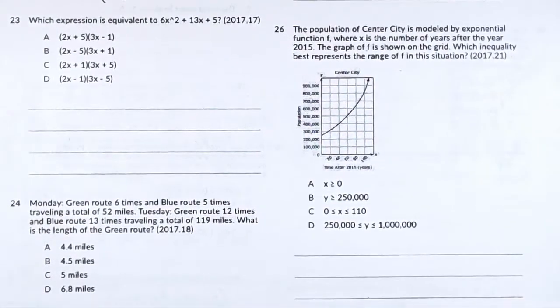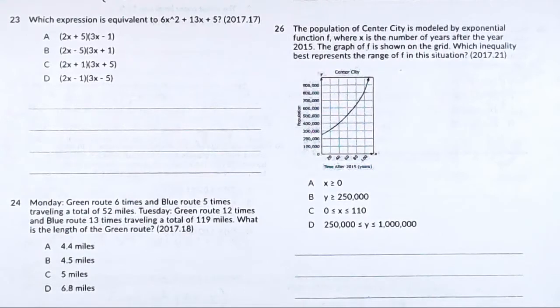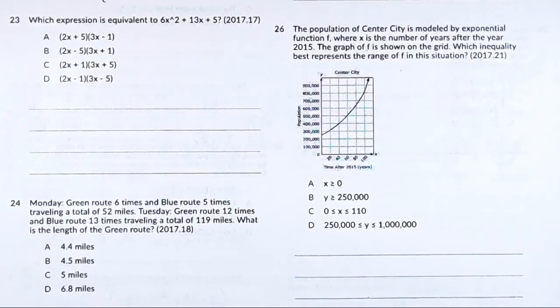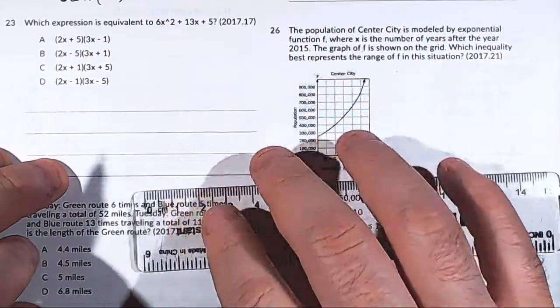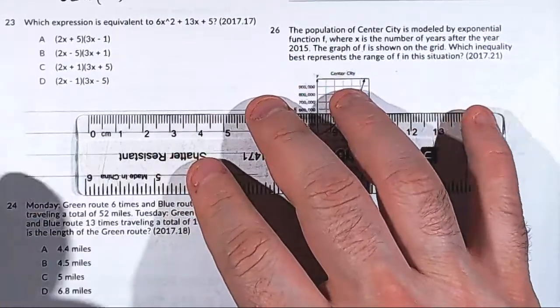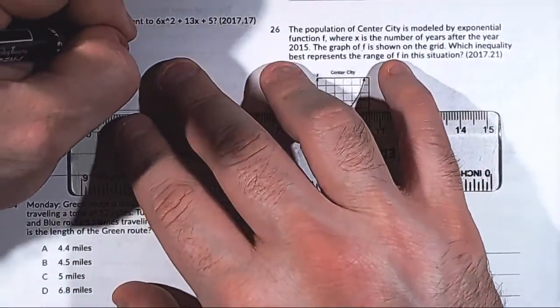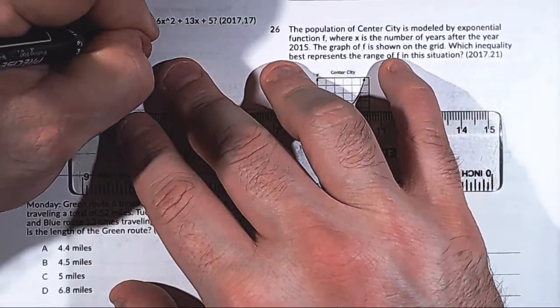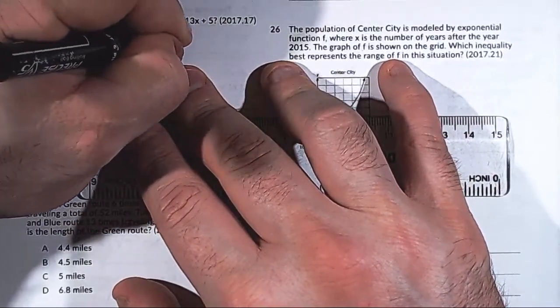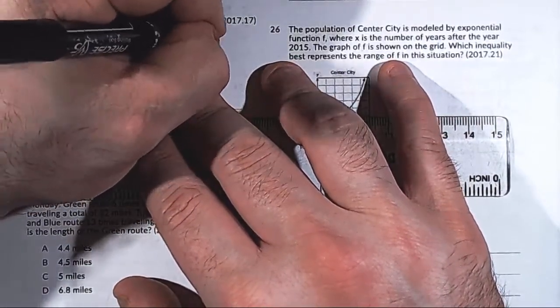Okay, which expression is equivalent to, and then we're given another quadratic equation that has a leading coefficient greater than 1. So in this problem, if we're going to solve, we'll play that factor by grouping game. And it's giving us 6x squared plus 13x plus 5.